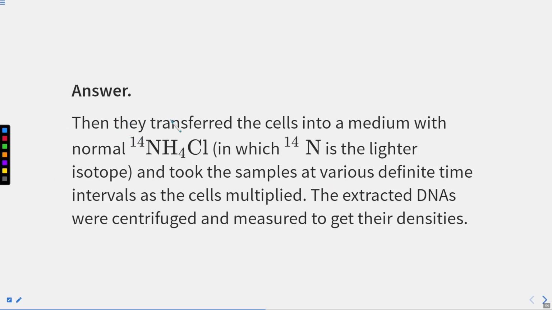Then they transferred the cells into a media with normal ammonium chloride, in which N14 is the lighter or normal isotope. And then they took samples at various definite time intervals as the cells multiplied. So generation 1 and then generation 2. You know the life cycle of E. coli bacteria is 20 minutes. So after 20 minutes, they isolated the bacteria and did centrifugation in cesium chloride, and they saw whether the DNA replication is semi-conservative or not.